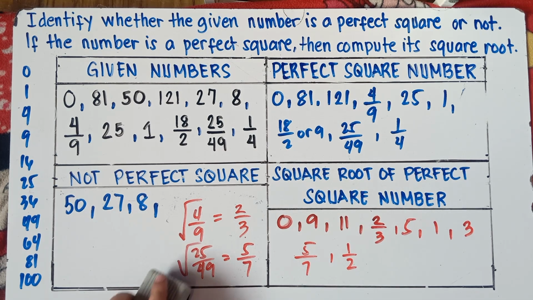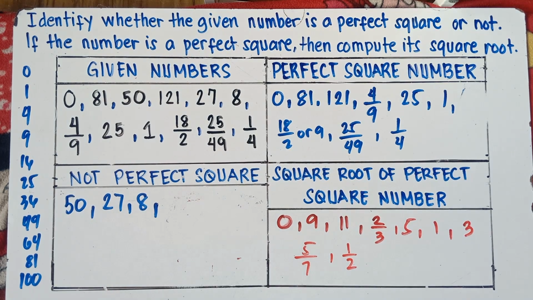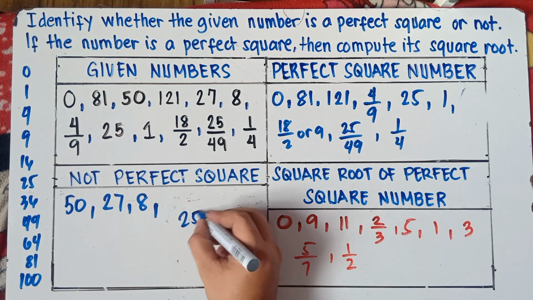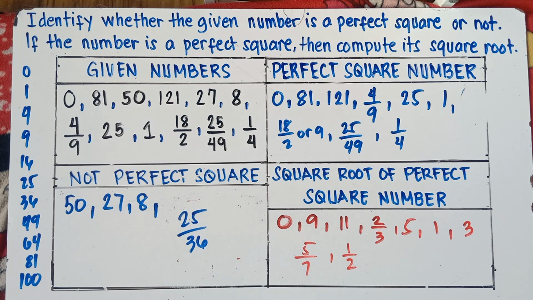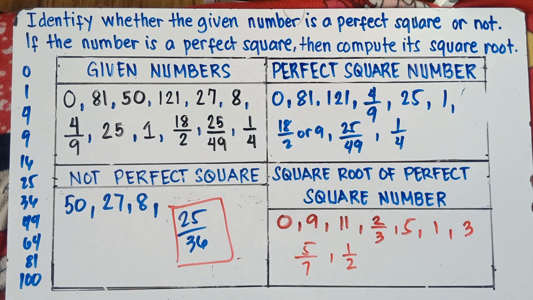Alright, so that's it, class, all set. So you try this one, class, for this perfect square. Let me ask you this one. Is 25 over 36 a perfect square? And if it is a perfect square, class, you get the square root. And you put your answer in the comment section down below.